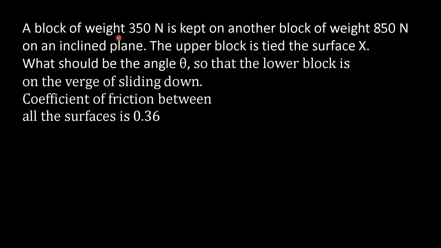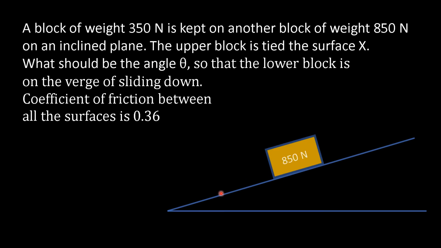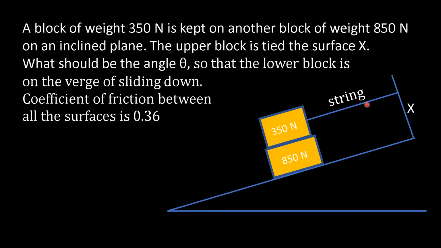A block of weight 300 Newton is kept on another block of weight 900 Newton on an inclined plane like this. The upper block is tied to the surface X by a string. What should be the angle theta of the inclined plane so that the lower block is on the verge of sliding down?